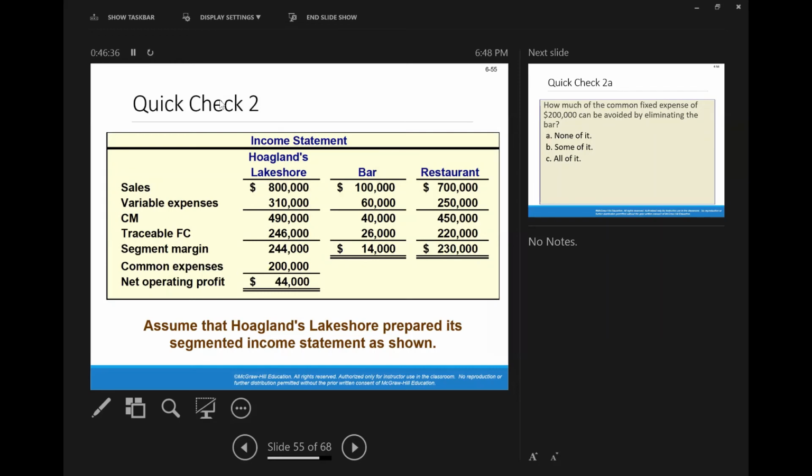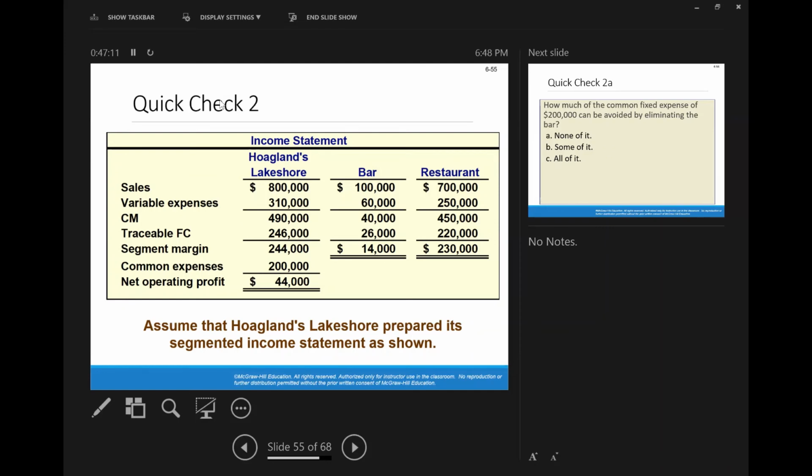Okay, so we have Hoagland Lakeshore. They prepared their segmented income statement. So we have a bar and we have a restaurant. We're separating them out because we want to see which one's more profitable. So we have the restaurant that's more profitable than the bar. Might be the other way around here in New Orleans. I don't know, I think the bars might make more money than the restaurants. All right, so we have 244,000 total for Hoagland's Lakeshore, and that's our margin coming in.